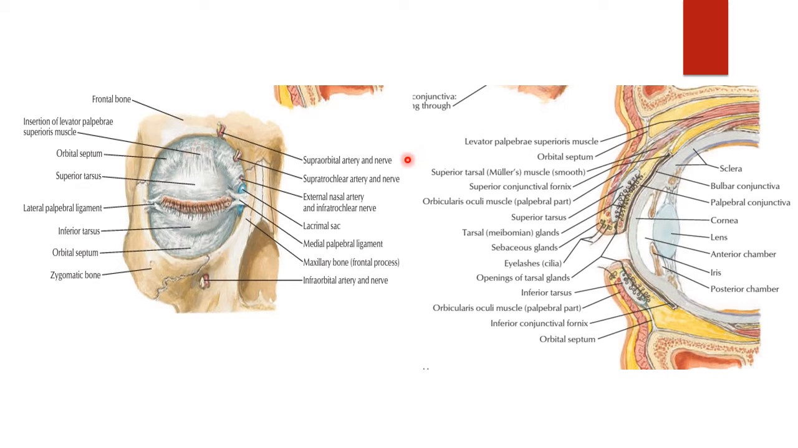The cutaneous nerves and vessels supplying the nearby areas like the face and scalp have to pierce this orbital septum to reach their area, like the supraorbital nerve, supratrochlear nerve and infratrochlear nerve. These pierce the orbital septum.